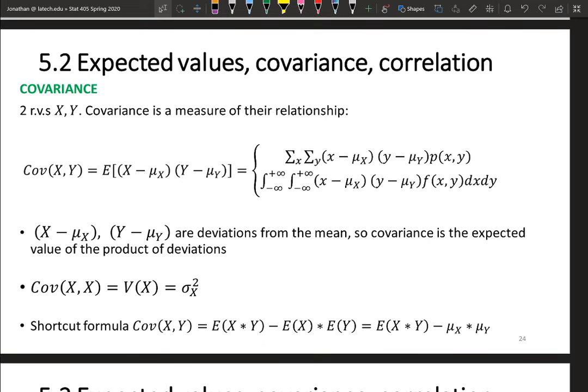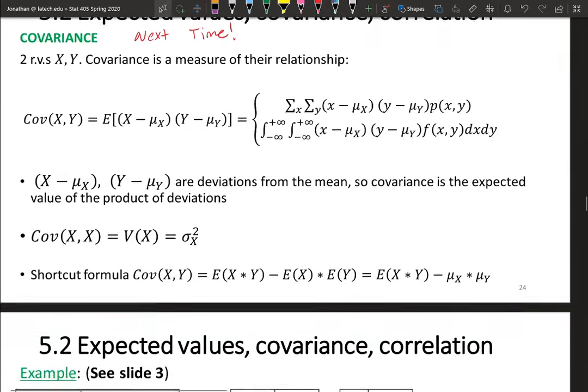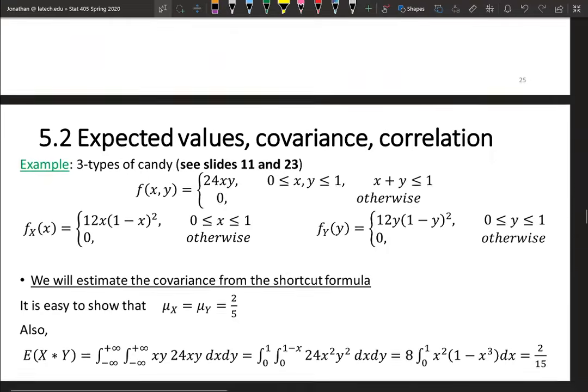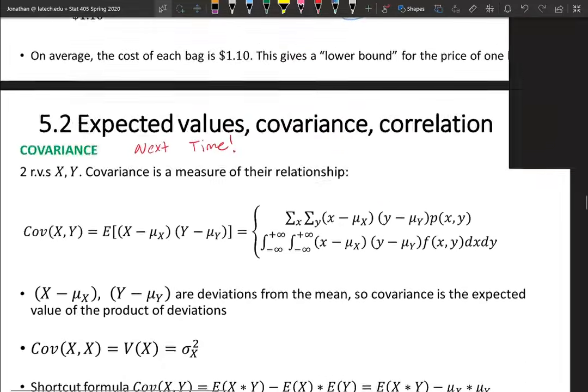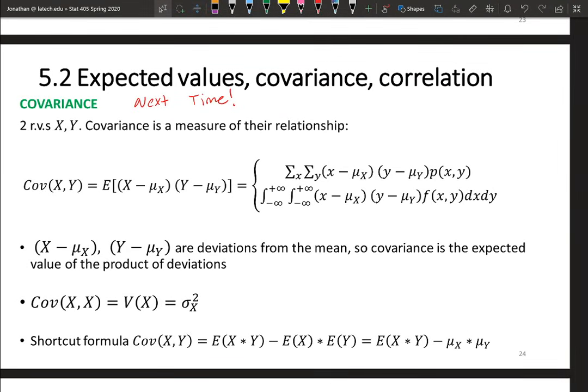Let's see. Covariance. We'll have to start here next time. So we are out of time for today. So we'll get through covariance next time. Correlation and all that next time. And then we'll just about be done with chapter 5, I believe.